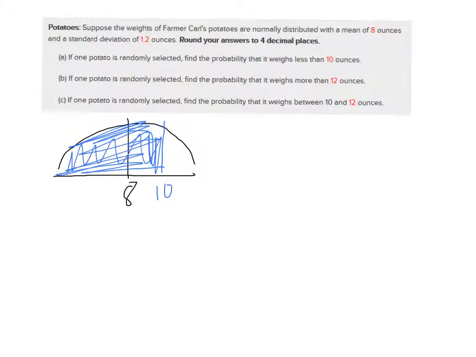So let's find the z-score for this. I know that the x I'm looking for is 10, the mean is 8, the standard deviation is 1.2. When I did this earlier, I think I got 1.33. Let's see here. No, 1.67. That's about equal to 1.67.